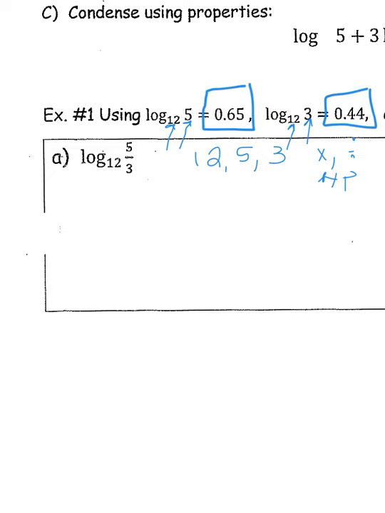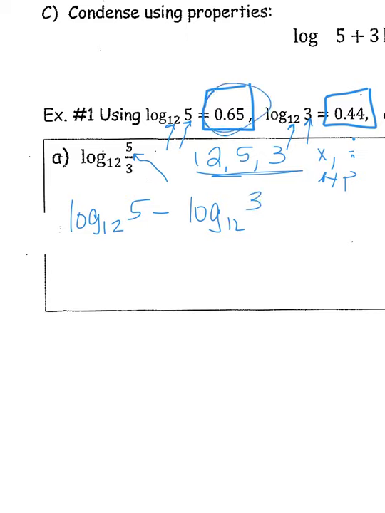Okay, so the first one we have 5 and 3, which are actually numbers, one of these 3 numbers, 5 and 3. So we're going to use a combination, but we have a division sign, and if you remember, division means subtraction. So we're going to split it, log to base 12 of 5 minus log to base 12 of 3. And both of these are up above in our examples up here at the top.